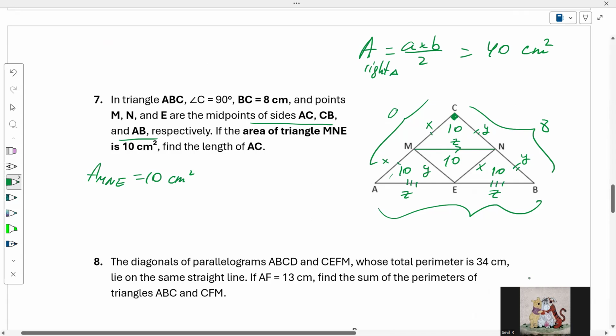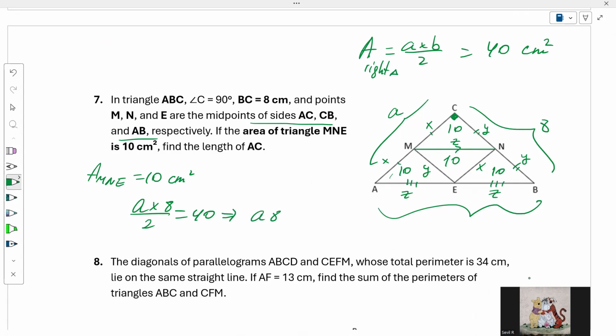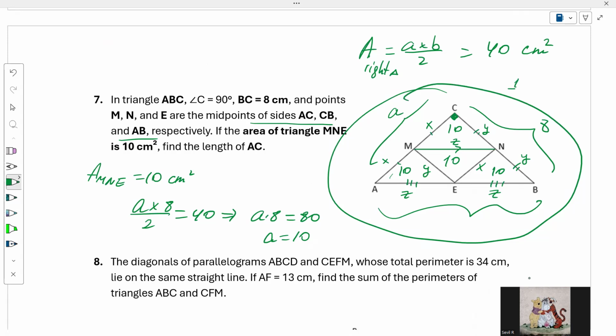And now you can say, yes, that's 40 centimeters squared. Let me write not x, some other unknown a. We can write 8 times a over 2 equals 40, and then 8 times a equals 80, a equals 10. This will be our answer. It will give you full mark. If you do only this part, for example, you will get 1 mark, or half mark.